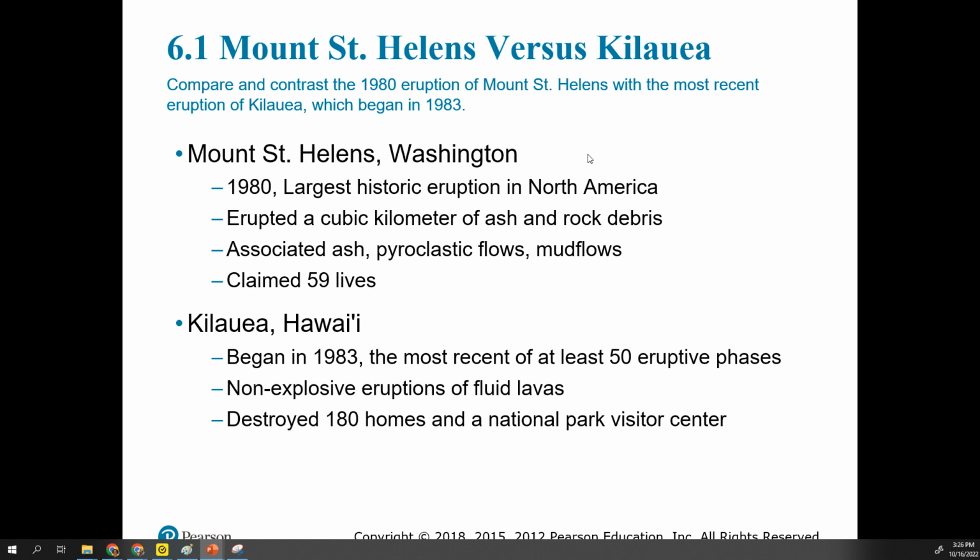And in contrast to that, we're going to look at the Kilauea volcano on Hawaii that has been erupting on and off for a while, but it does not have an explosive eruption. It's very fluid lavas that kind of ooze out, and it still can be destructive. These lava flows have destroyed over 180 homes and a national park visitor center. They destroy roads very often.